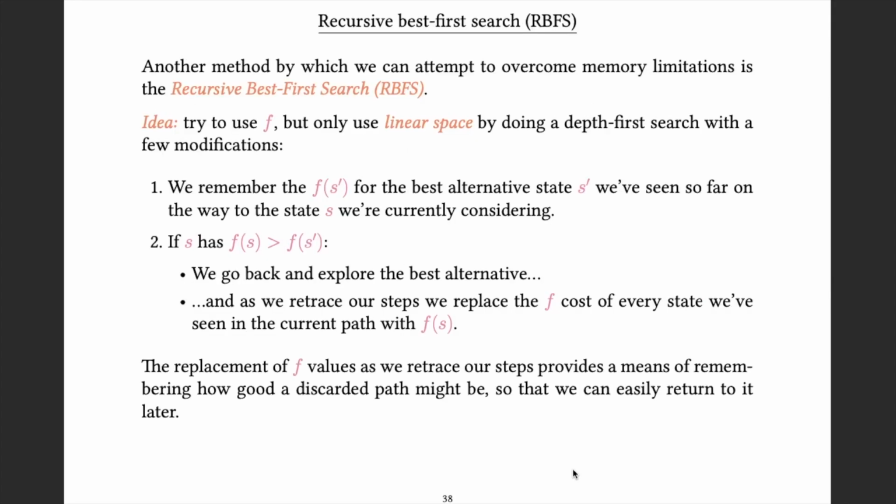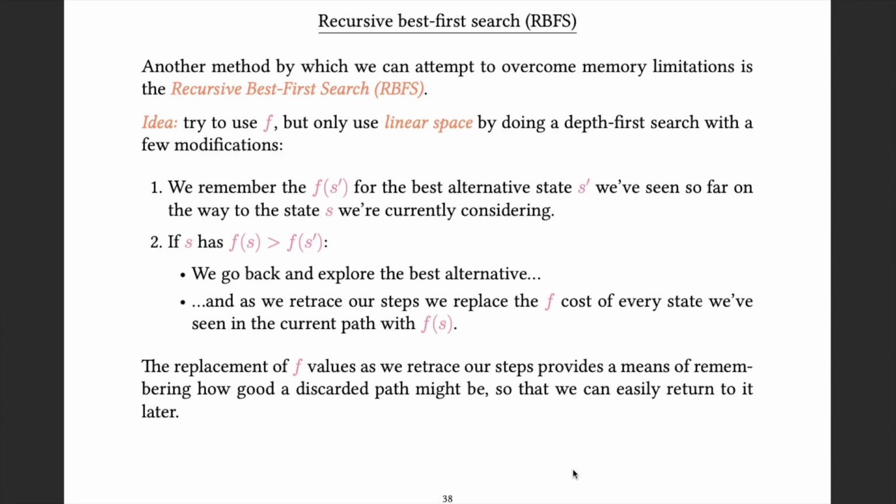Recursive best first search is another way that we can try and use less memory, and in fact the idea here is just to use linear space. By doing a depth first search, in essence, we're doing something slightly different now to what we were doing with iterative deepening A star, because the idea is that we're going to do a depth first search and we're going to use f cost in order to guide it, so we're essentially still doing something very much like A star.